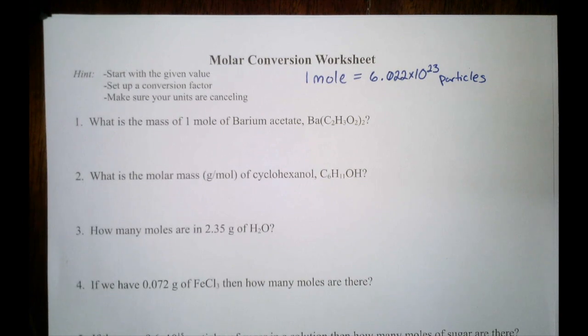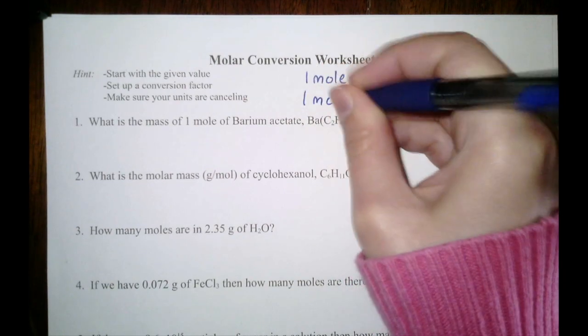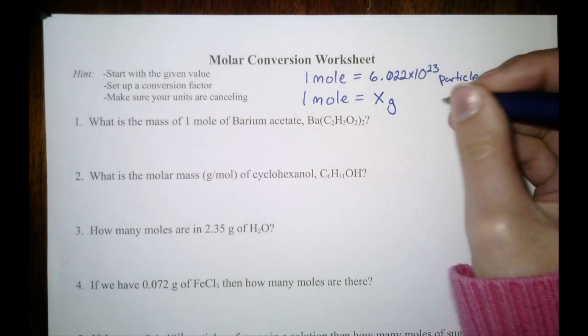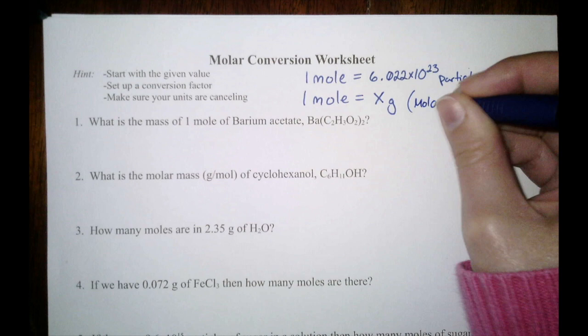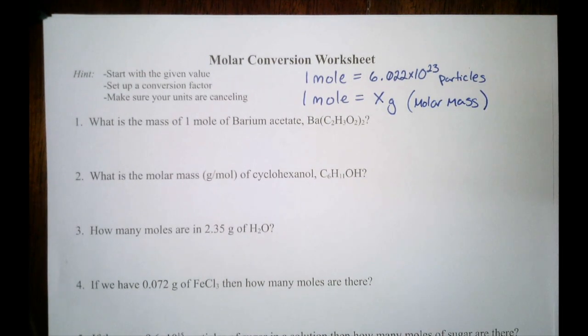The other conversion factor, remember, is that 1 mole is equal to some amount of grams, which represents the molar mass of a substance, where the molar mass of elements is equal to their average atomic mass, and to determine the molar mass of a compound, we need to add up all of its individual elements' molar masses.